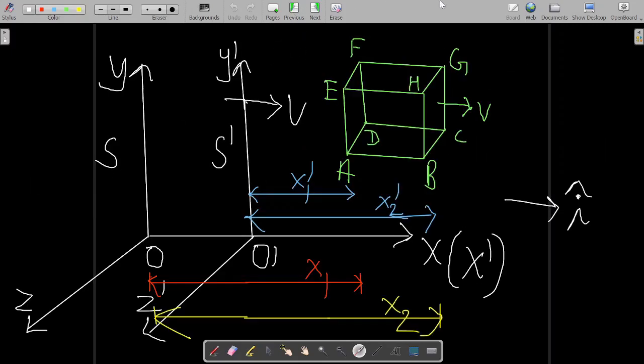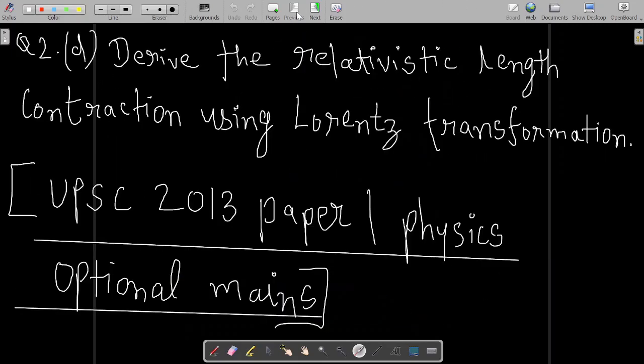In this way, you have successfully solved question number 2D of UPSC Physics optional paper 1, 2013. Now in the next class we will solve question 2E.